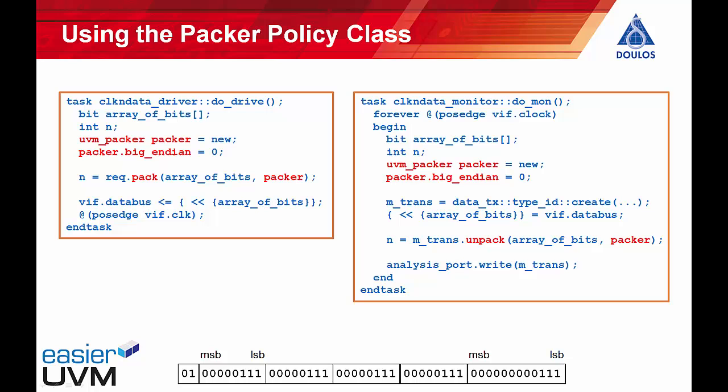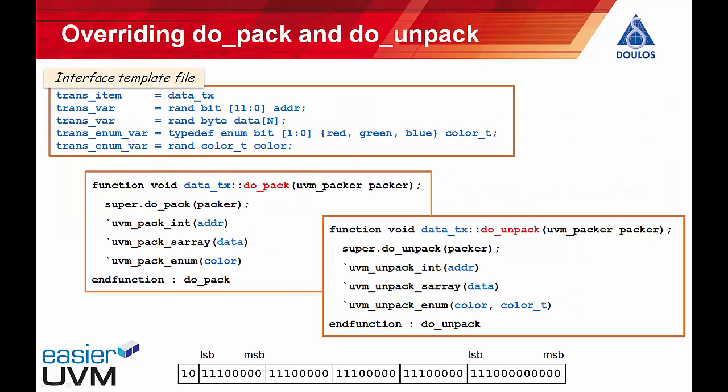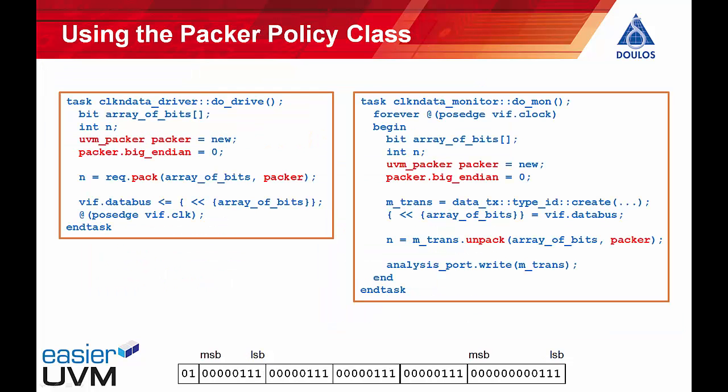So here in the driver, we're instantiating a new packer policy object. We're setting big endian to 0 to replace big endian with little endian, and then passing that policy object as the second argument to the pack method. And if I then go back a slide, these macros are actually picking up the packer policy object and interpreting the value of that big endian field appropriately. And exactly the same on the unpack side. And you can see here now in the packed array, all of the bits are organised in little endian form.